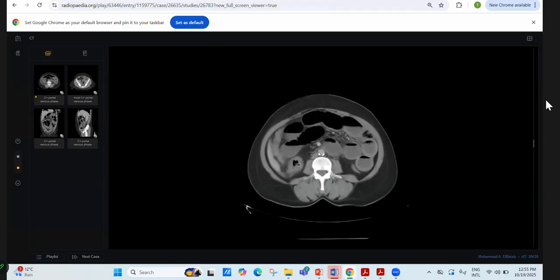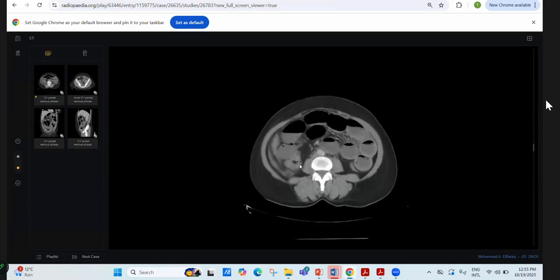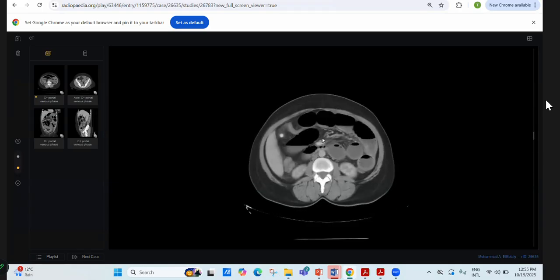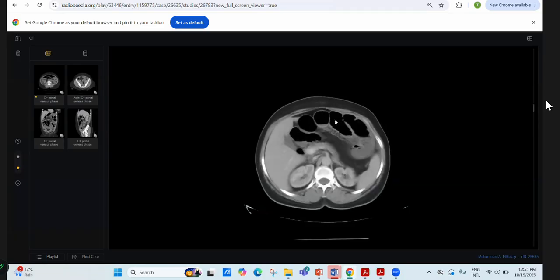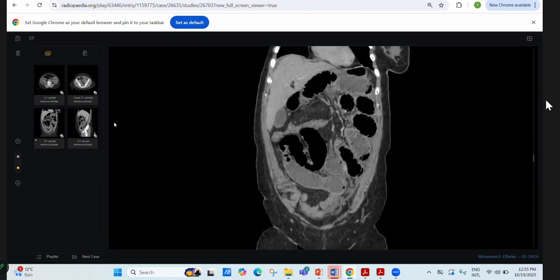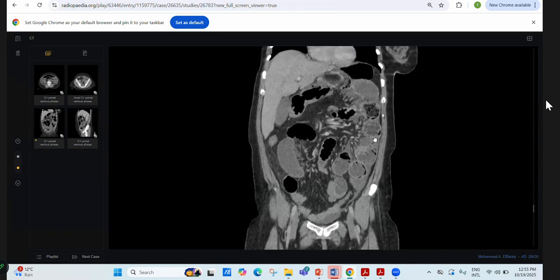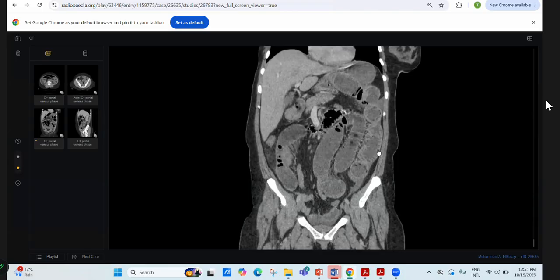I can see a gallstone as well within the gallbladder. So, ma'am, keeping in view these findings, in my routine practice I would like to see coronal images as well as the lung window to rule out any free air. Yes, ma'am, these are coronal images of the same patient.